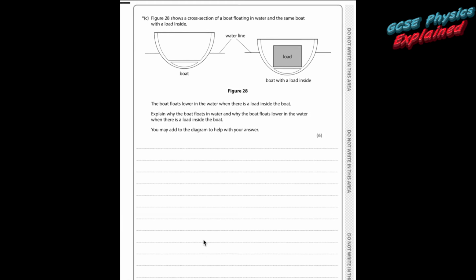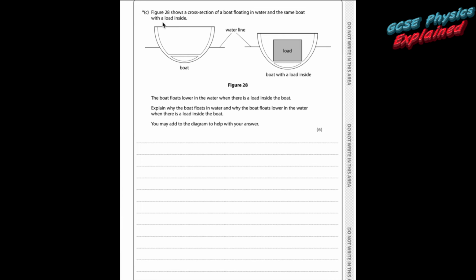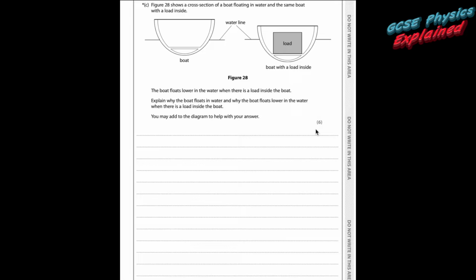So as I always say, base your explanation on your calculation. You'll not go far wrong. Question 10C. The last question, it's another 6 marker. Figure 28 shows a cross-section of a boat floating in water and the same boat with a load inside. The boat floats lower in the water when there is a load inside the boat. Explain why the boat floats in water and why the boat floats lower in the water when there is a load inside the boat. You may add to the diagram to help with your answer.